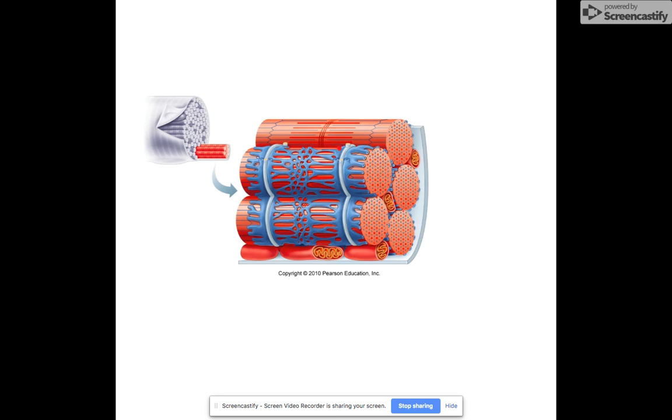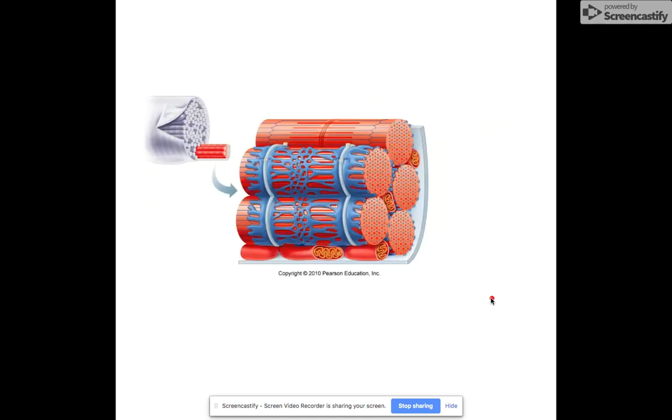So the last little terminology you need to know from this screen, and then we will move on to the next, is that when you have one terminal cisternae next to a T-tubule, and on the other side you have another terminal cisternae, there's 3 parts there. So terminal cisternae, T-tubule, terminal cisternae. Those 3 things together are called a triad. That is a triad.